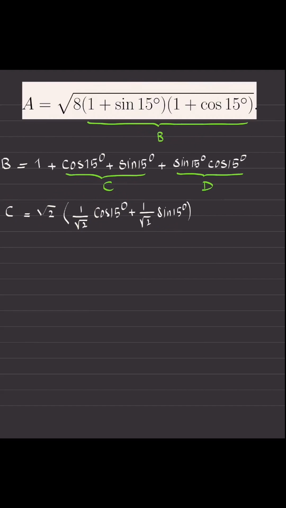Okay, but what is the benefit of doing that? 1 over square root of 2 is also famous in trigonometry. It is sine 45 degrees, or if you want, you can write it cosine 45 degrees. Here, I will write this as sine 45 degrees, and here I will write it as cosine 45 degrees. So then it becomes what? Square root of 2 sine 45 degrees cosine 15 degrees plus the other way around. So this becomes cosine 45 degrees sine 15 degrees.